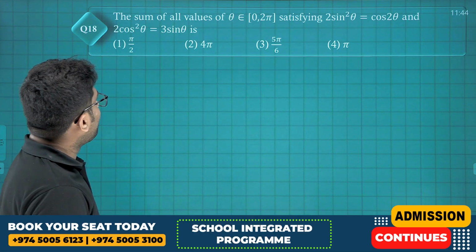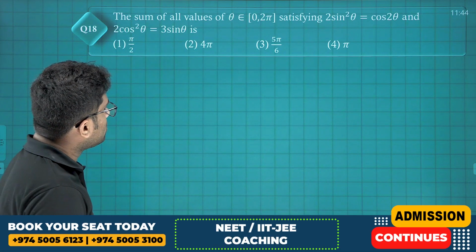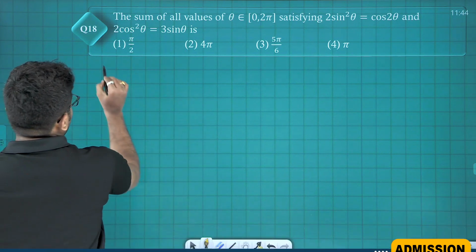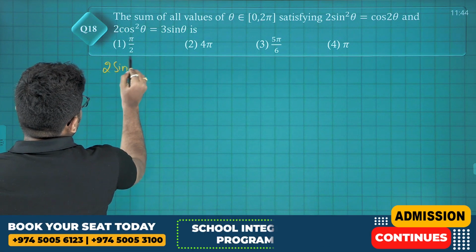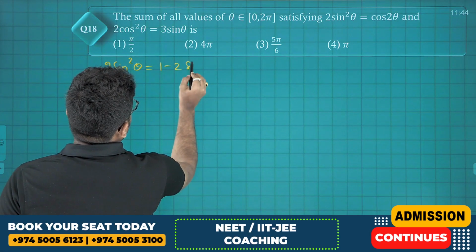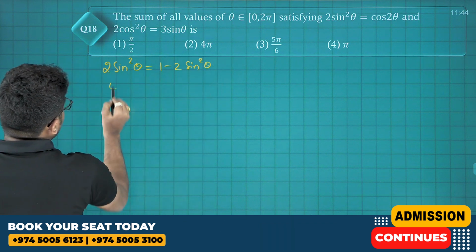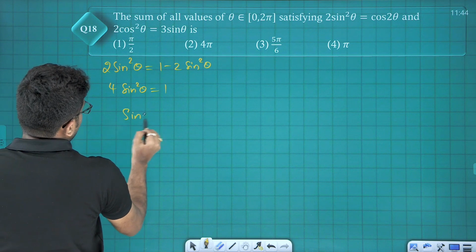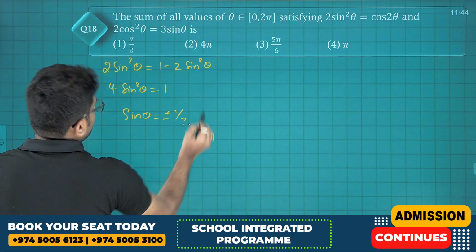Next question. The sum of all values of theta belonging to 0 to 2 pi satisfying two equations. First, let's solve one by one. 2 sine square theta equals cos 2 theta, which is 1 minus 2 sine square theta. 4 sine square theta equals 1. Sin theta equals plus or minus 1 by 2.